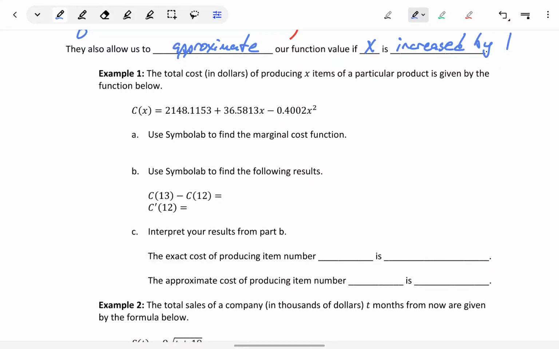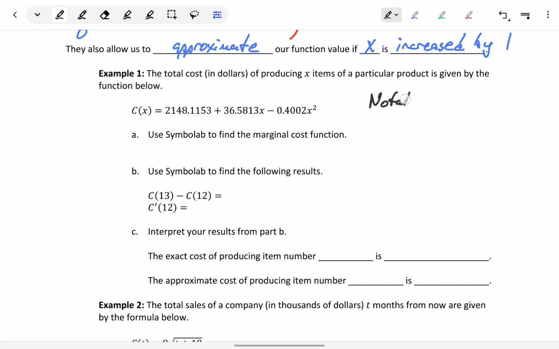The total cost in dollars of producing x items of a particular product is given by this cost function c of x. We want to use Symbolab to find the marginal cost function. The marginal cost function is just the derivative of the cost function. There are a couple of different ways that we can designate that what we want is the derivative of a function.